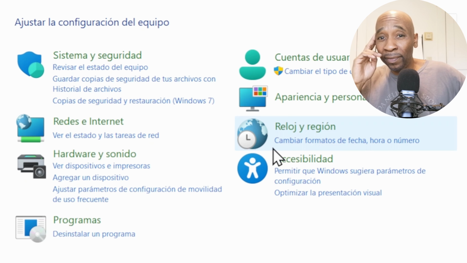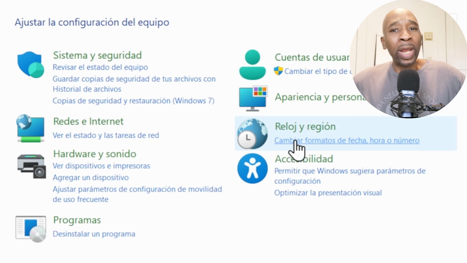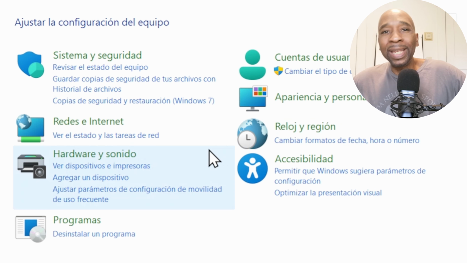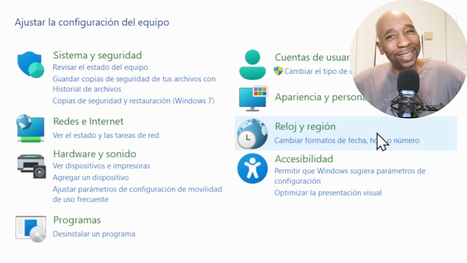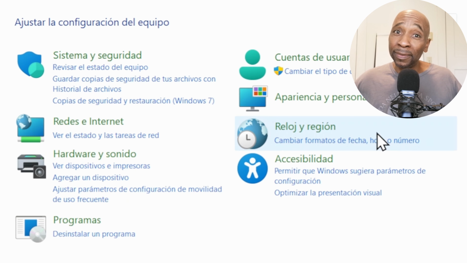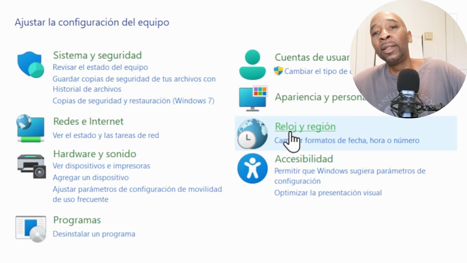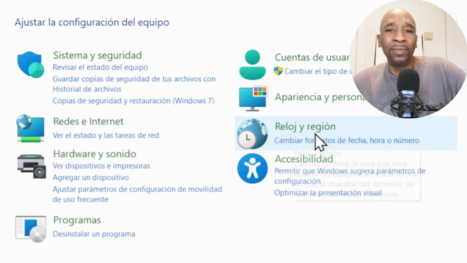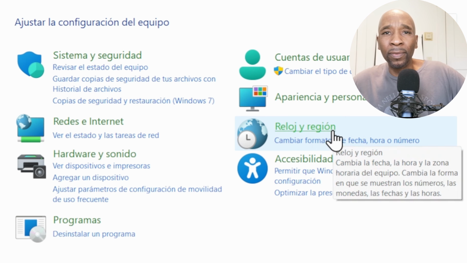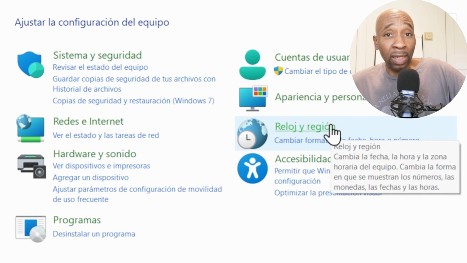And if you guessed it, yes, reloj y región means time and region. How cool is that? That's right, time and region. Reloj y región. Region, hey, that's the English word right inside of it. It's the same. Region in English, and región in Spanish, just with that accent mark over the O and different pronunciation.